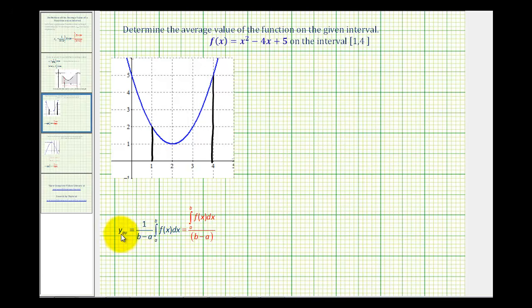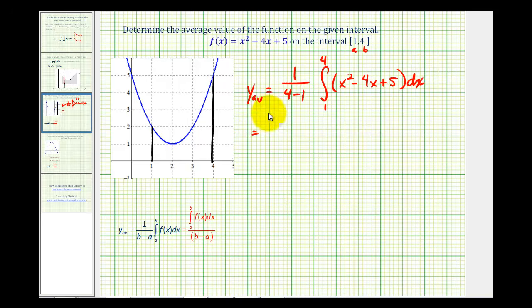And it's given by the equation y sub av is equal to 1 divided by b minus a times the definite integral from a to b of f of x with respect to x. So for this example, we have a equals 1 and b equals 4. So the average function value is going to be equal to 1 divided by 4 minus 1 times the definite integral from 1 to 4 of our function with respect to x.